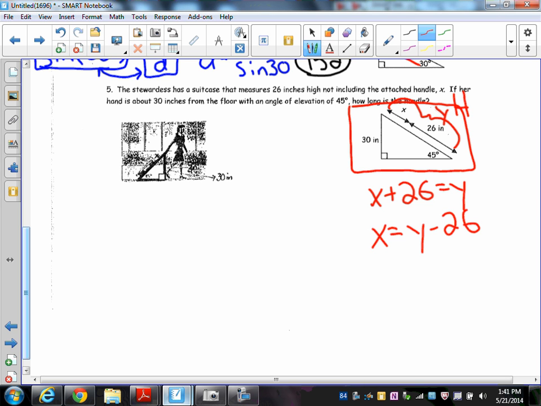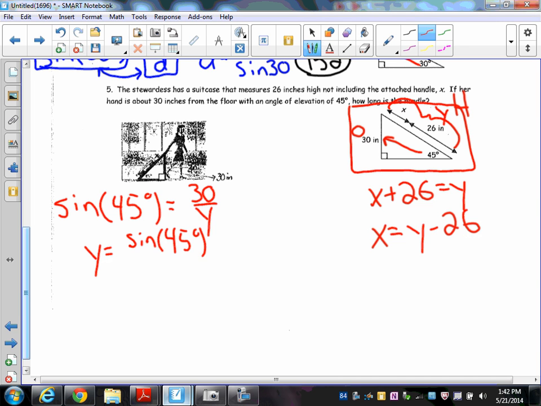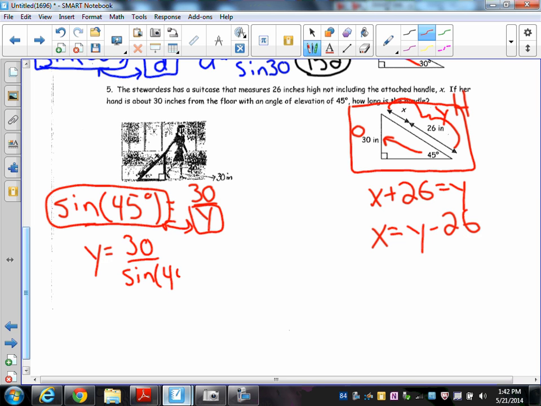So y is the hypotenuse and 30 is the opposite. It's the same trig function as before. So the sine of 45 degrees is equal to 30 over y. So y is equal to 30 over the sine of 45. Remember, we switch these two around whenever our variable is in the denominator. So it's 30 over the sine of 45 degrees. So we get y is equal to about 42.4.